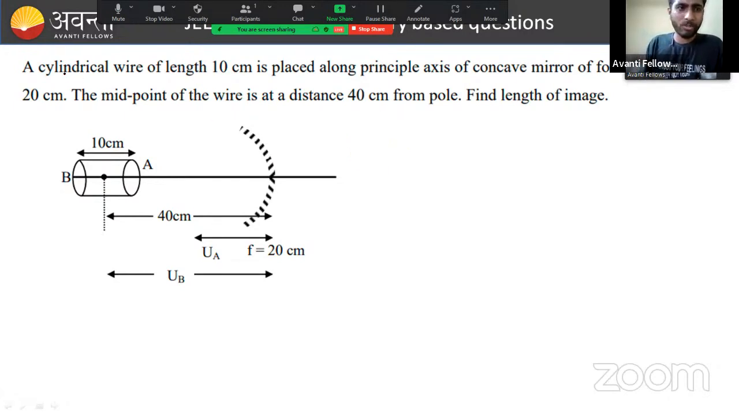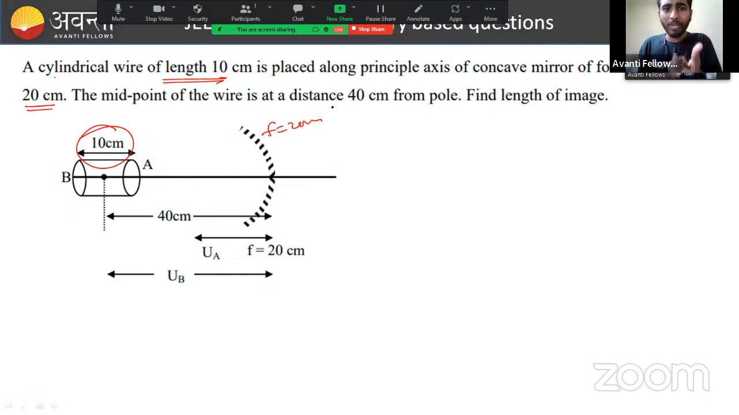Okay, no problem. Look, a cylindrical wire of length 10 centimeter. This is the cylindrical wire AB. Its length is 10 centimeter. It is placed along the principal axis. On this principal axis, we placed a concave mirror of focal length 20 centimeter.